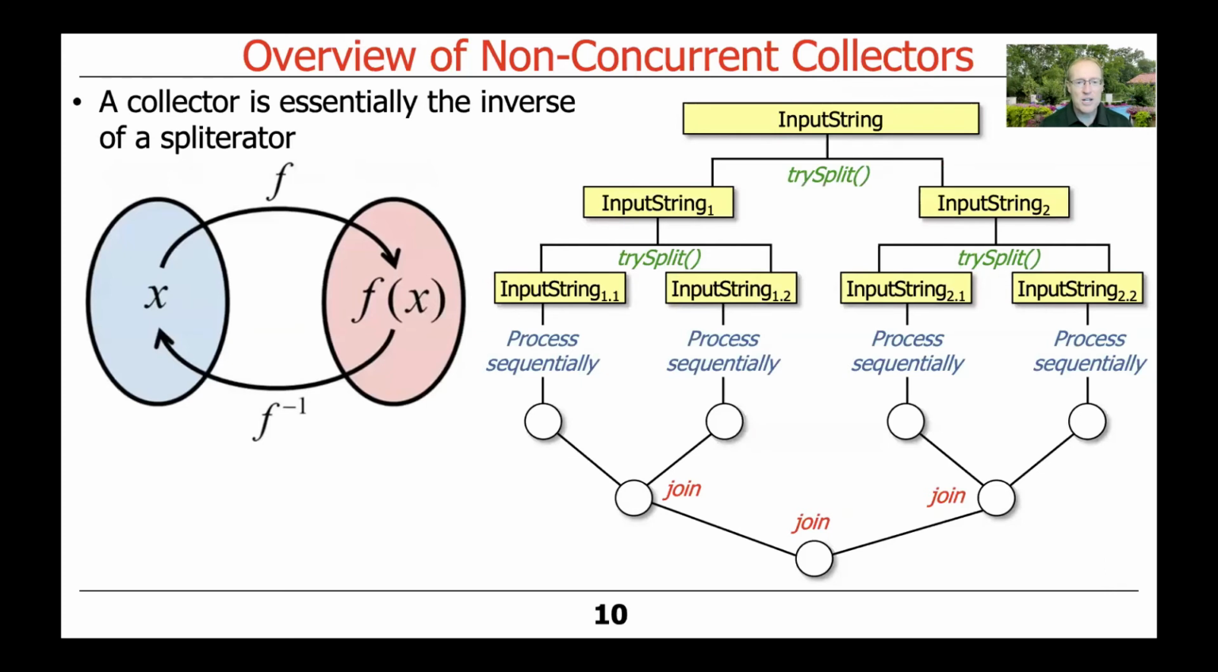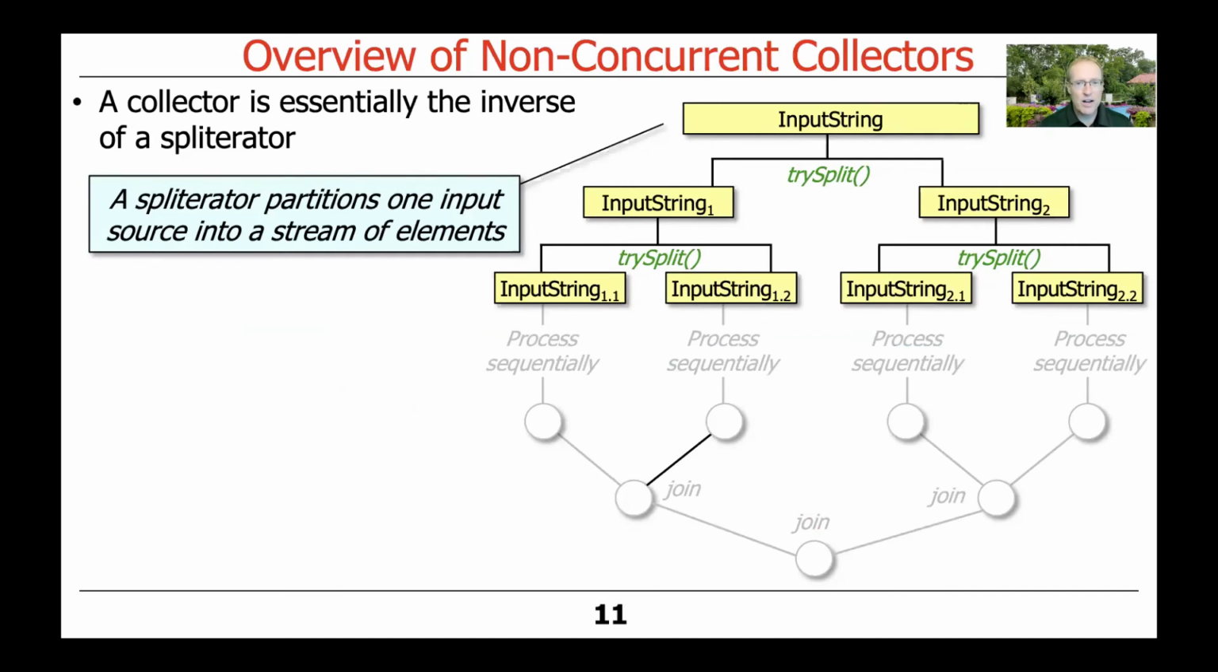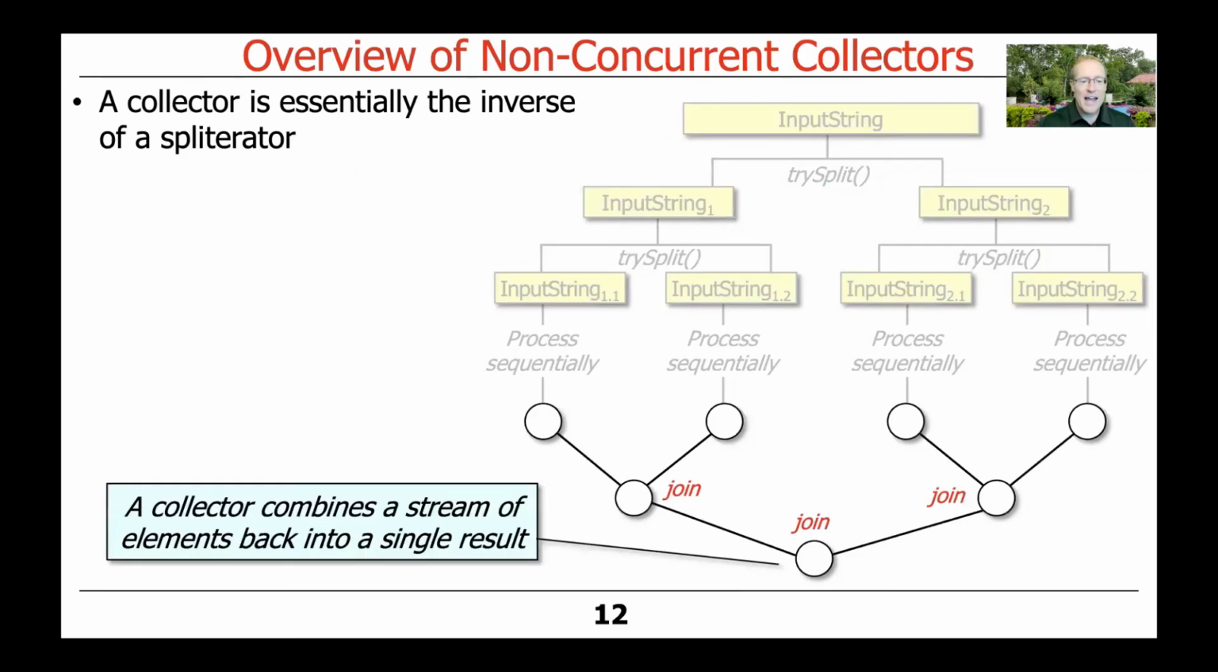The collector is essentially the inverse of a splitterator. So if you recall from our earlier discussion, the splitterator partitions an input source up into a stream of elements, which are then processed either sequentially or in parallel. And then the collector is the inverse. It takes the stream of elements that were initially partitioned and then later processed as a result of the splitterator's partitioning behavior, and then combines things back into a single so-called reduced result.